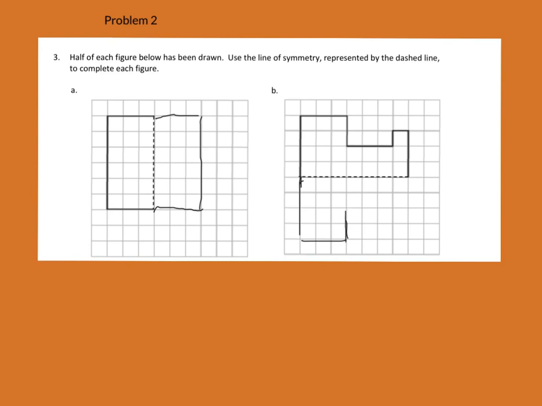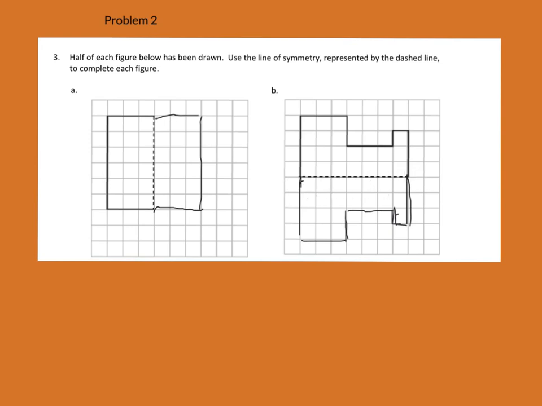And then we see it goes 1, 2, 3 blocks over. So we're going to go 1, 2, 3. And then it goes 1 block up. We're going to go 1 block down. And 1 block over. And 3 blocks up. So now we just mirrored this image over here, and we pretty much reflected it across our line of symmetry.